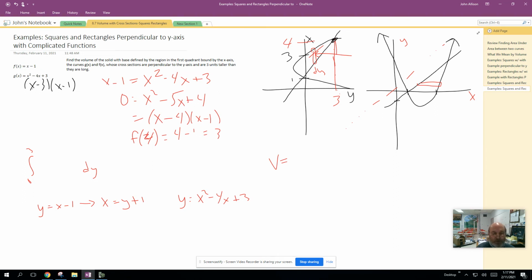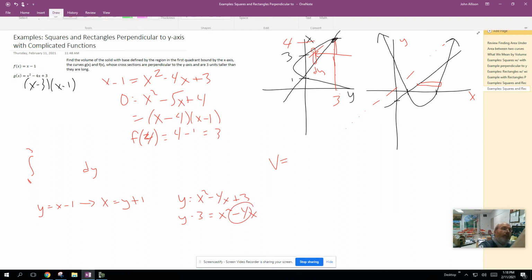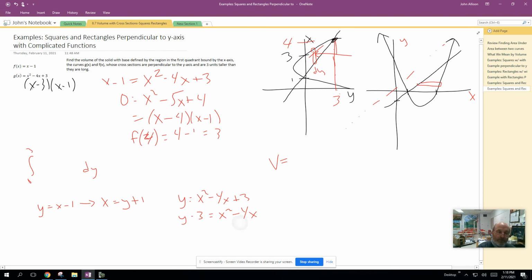So I'm going to go ahead and subtract 3 from both sides. Get y minus 3 equals x squared minus 4x. We completed the square earlier this year, and we knew that we took half of this and squared it. Half of negative 4 is negative 2, square that, we get plus 4. That's what we put on both sides. So I end up with y plus 1 equals x minus 2 squared.